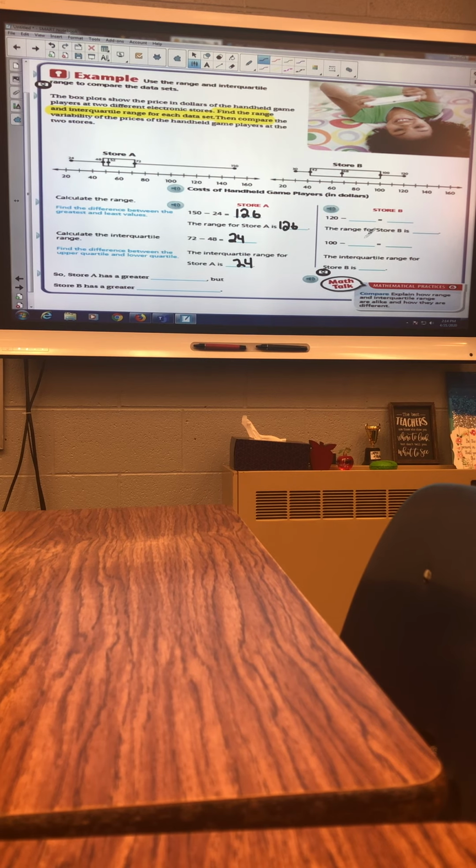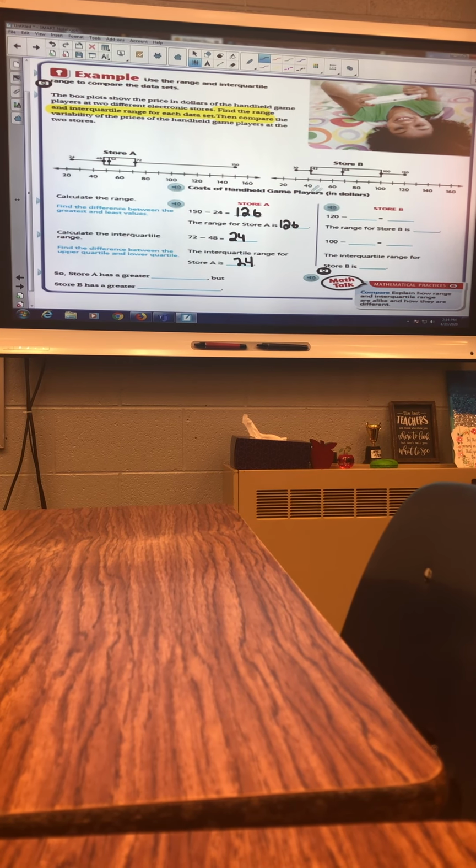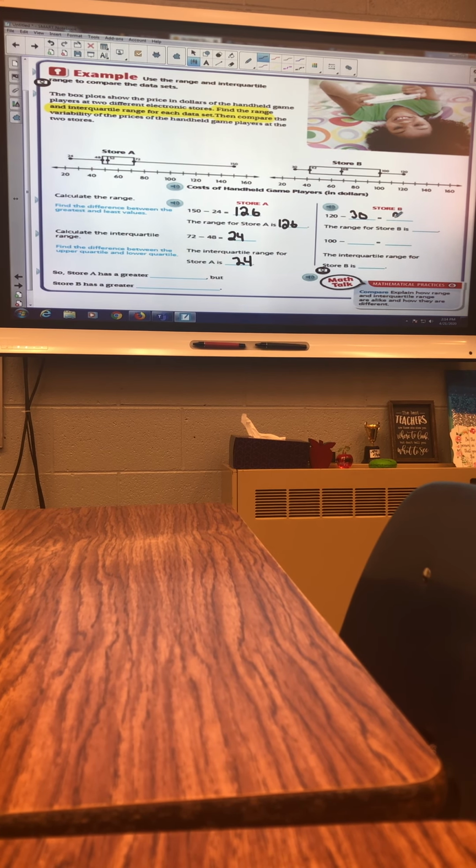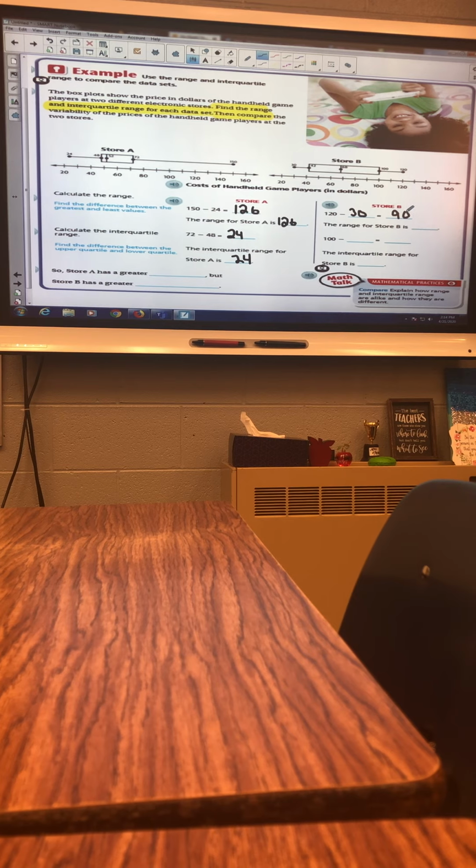Now let's look at the range for store B. So range is biggest minus smallest, so we have 120 minus 30. So our range for store B is 90.